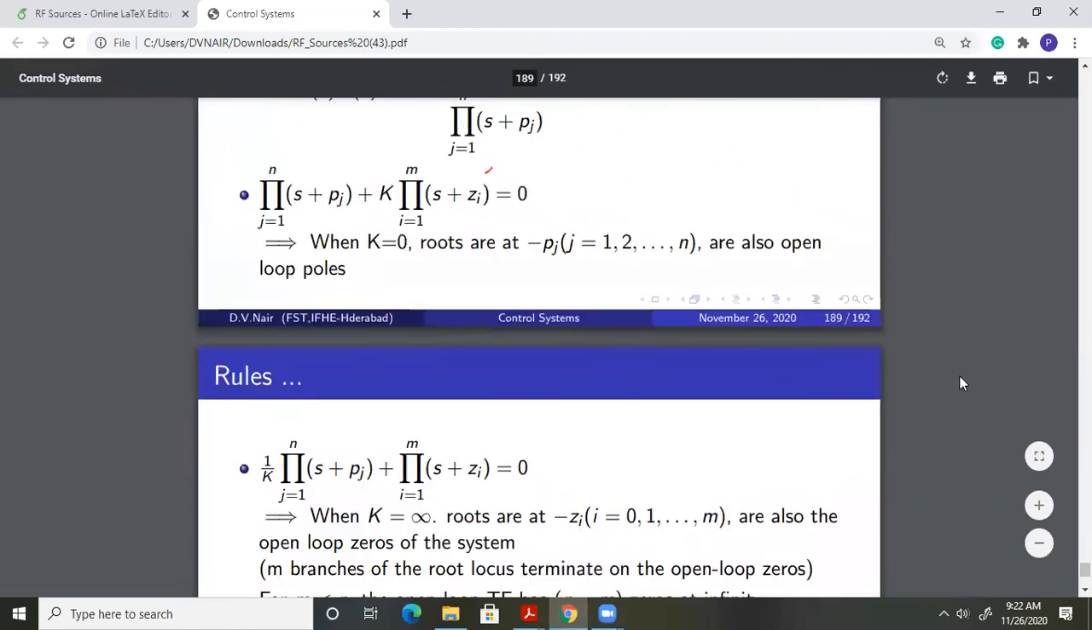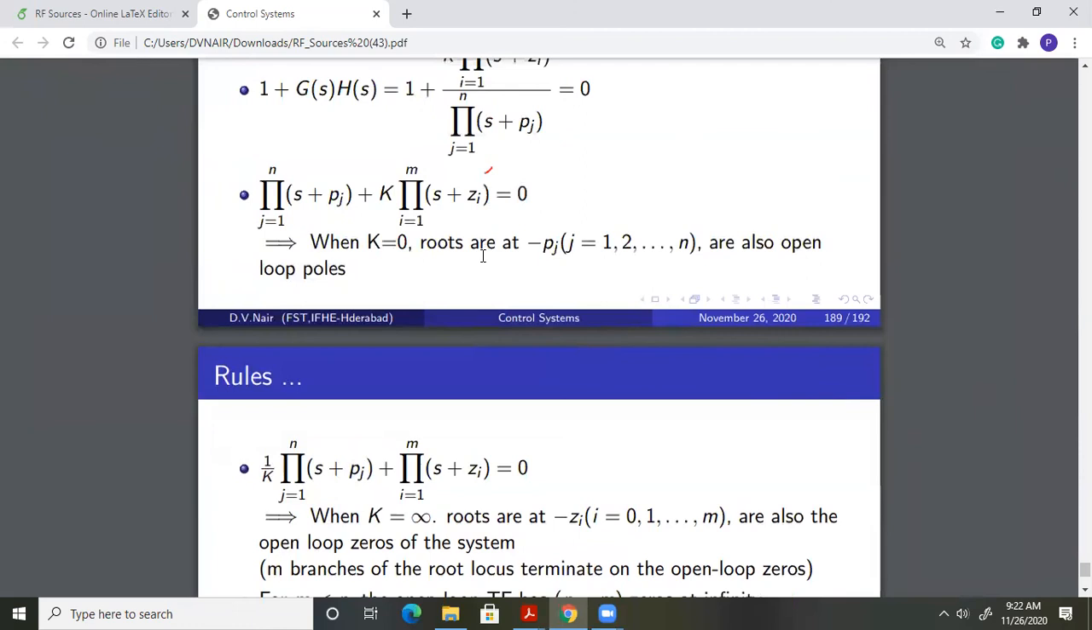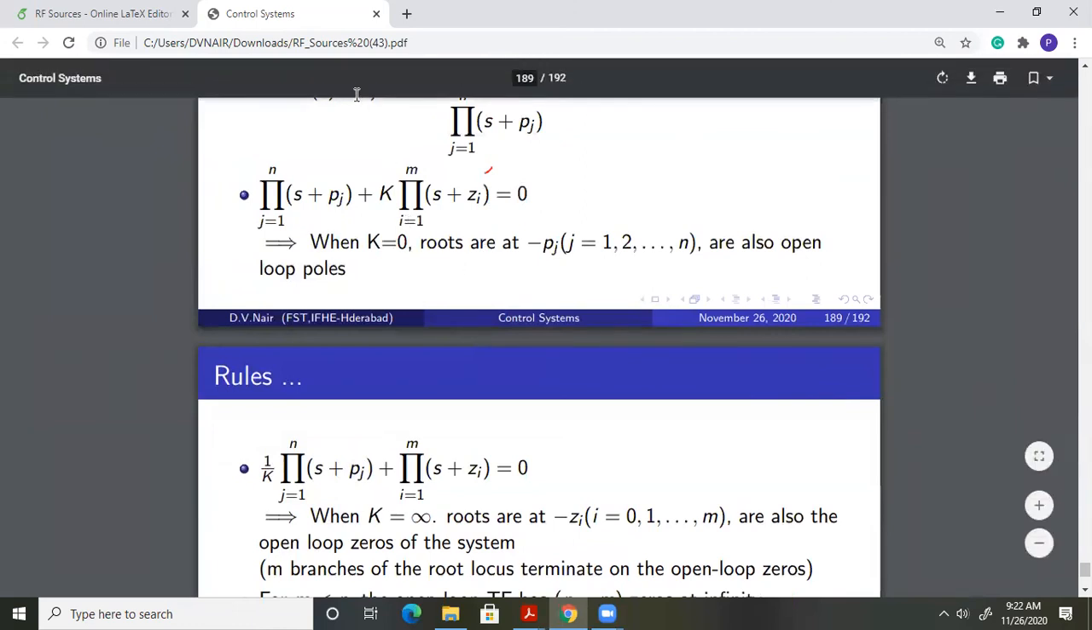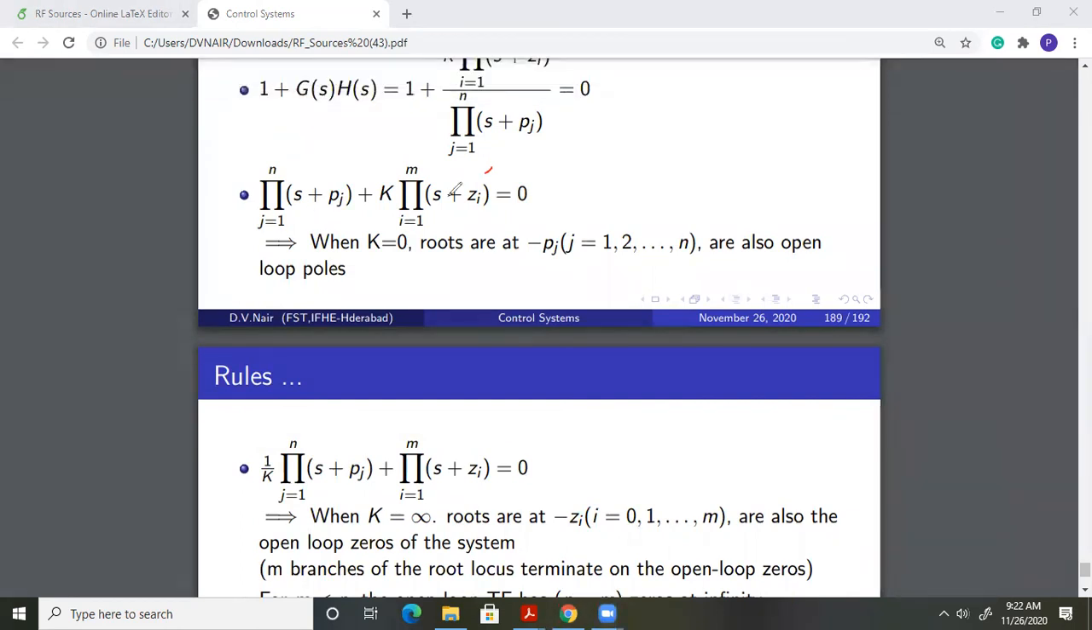So now when we are talking of k becoming infinity, I again do a simple mathematical trick. I multiply this equation, which we have seen earlier. If I take k on this side, it will become 1 by k. So the same equation results here: 1 by k multiplied by the product term of poles plus the product term of zeros equal to 0. Or simply, I am multiplying 1 by k to the entire equation.